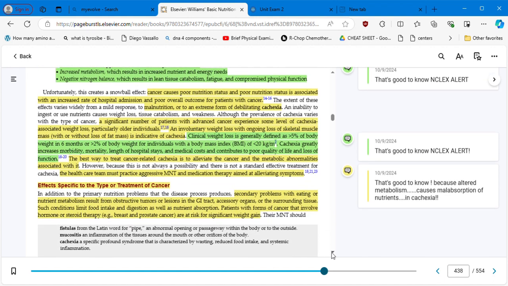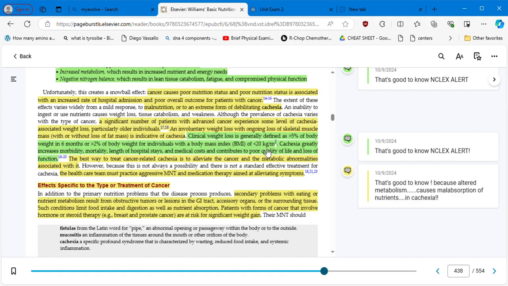A significant number of patients with advanced cancer experience some level of cachexia associated with weight loss, particularly older individuals. This is extremely dangerous. An involuntary weight loss with ongoing loss of skeletal muscle mass, with or without loss of fat mass, is indicative of cachexia. Let me repeat that. An involuntary weight loss with ongoing loss of skeletal muscle mass, with or without loss of fat mass, is indicative of cachexia.